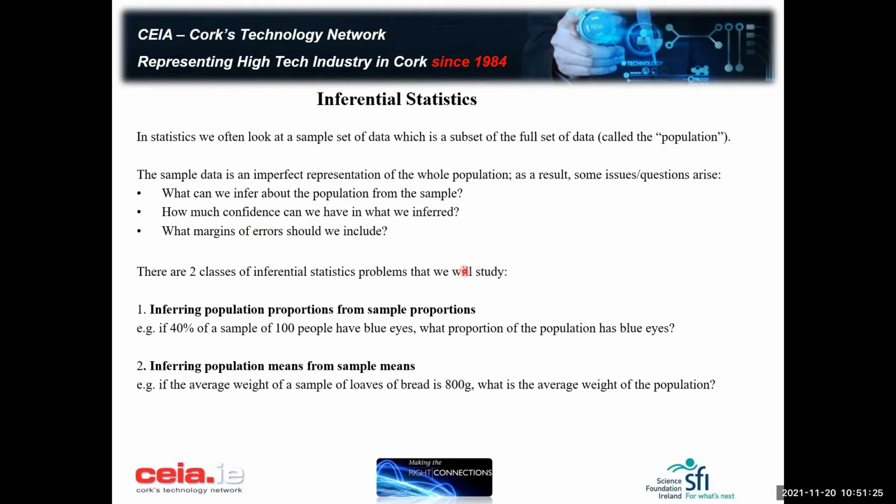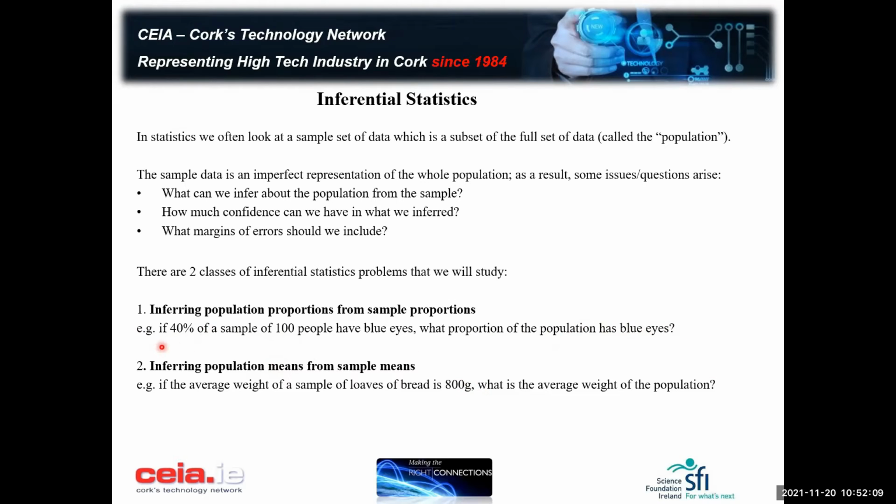Now, there are two classes of these inferential problems. There are sample proportions, and you would like to infer population proportions from those sample proportions. And there are sample means, and you'd like to infer population means from the sample means. So what do I mean by proportions? You're trying to find out what proportion of the population has some characteristic. Here as an example, let's say what proportion of the population has blue eyes.